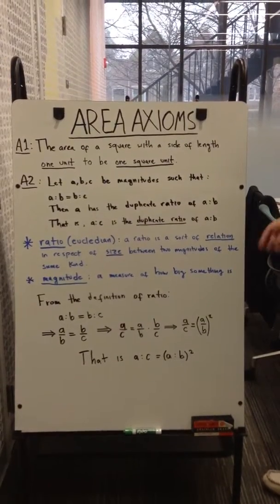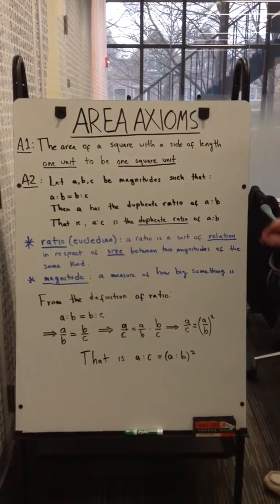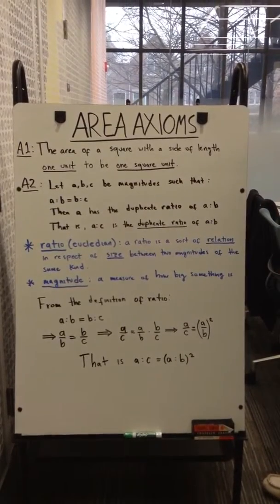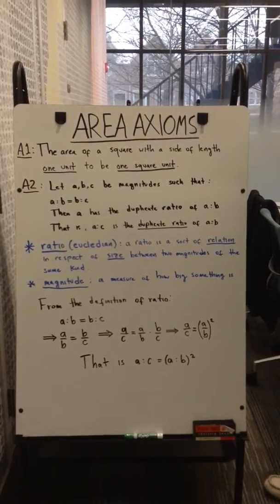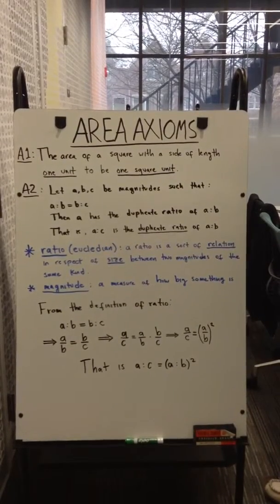We also have axiom 2, which states that if you let A, B, and C be magnitudes such that A is a ratio to B is equal to B is a ratio to C, then A has the duplicate ratio of AB. That is, AC is a duplicate ratio of AB.